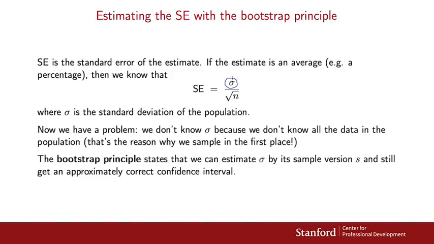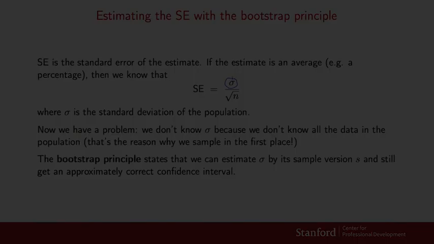A way out of this is to simply estimate sigma from the sample. That is, we use the sample standard deviation in place of the population standard deviation. That's a very simple idea, and we will see later that this idea can be used in much more complicated situations. For that reason, it has a name. It's called the bootstrap principle.